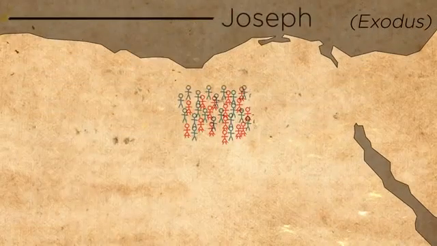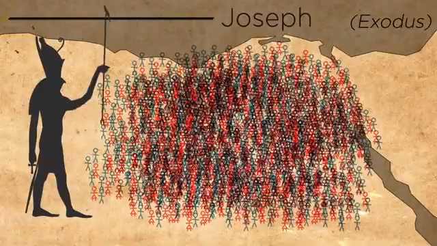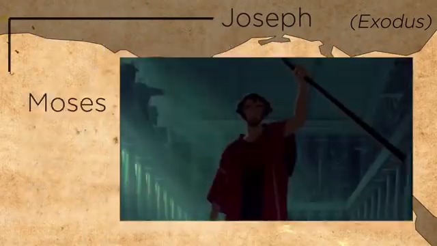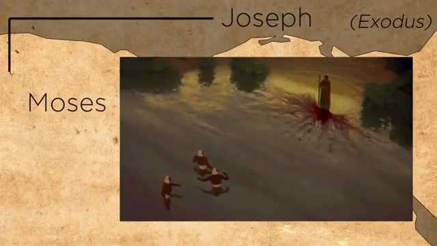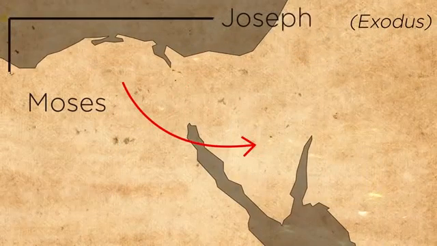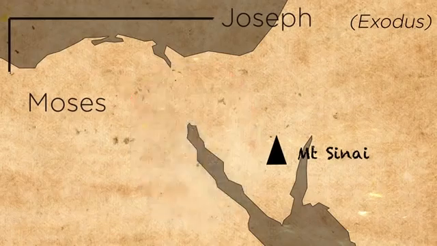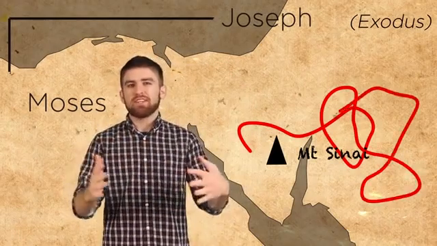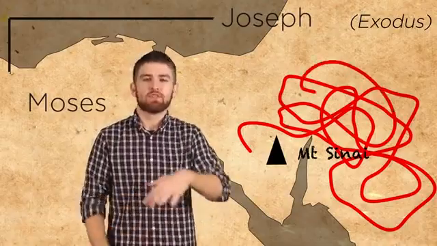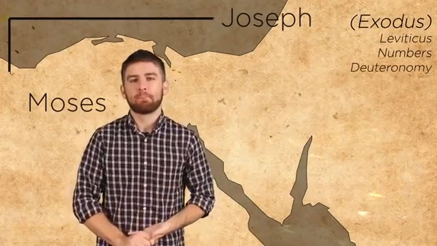The Israelites begin to grow in number in Egypt, and becoming a threat to the Pharaoh, he enslaves all of them. That's when Moses turns up, the 10 plagues happen, and the Israelites escape across the Red Sea. Now, they head to Mount Sinai, which is where they receive the law, including the 10 Commandments. But they sin against God and they end up wandering the desert for 40 years. During this time comes the books of Leviticus, Numbers, and Deuteronomy.